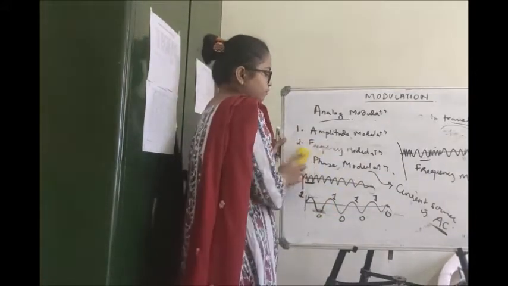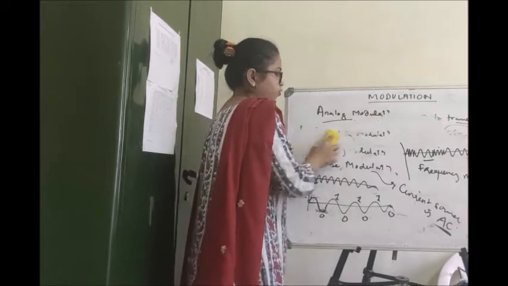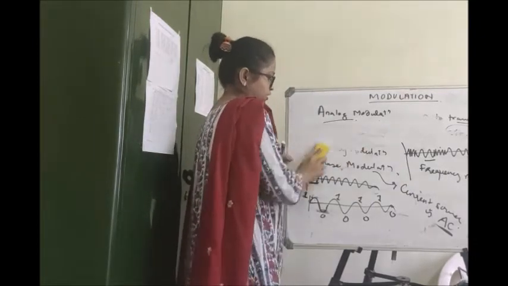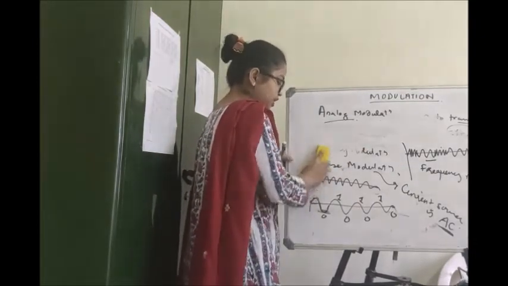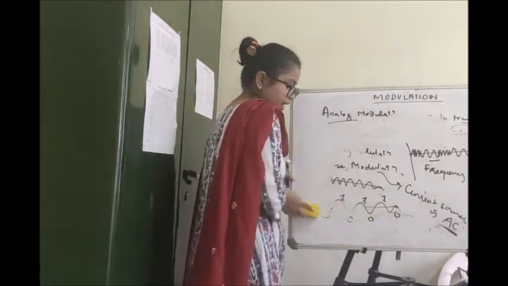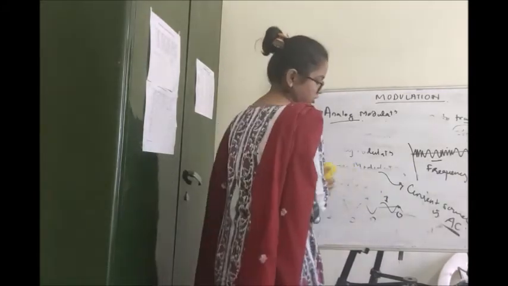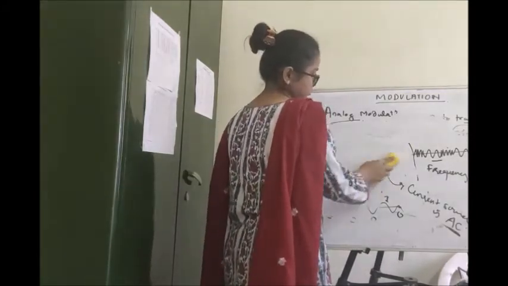Now we will go through digital modulation. What does digital modulation look like? This is also based on these three properties only: amplitude, frequency, and phase. We can also do digital modulation. We will see that now.